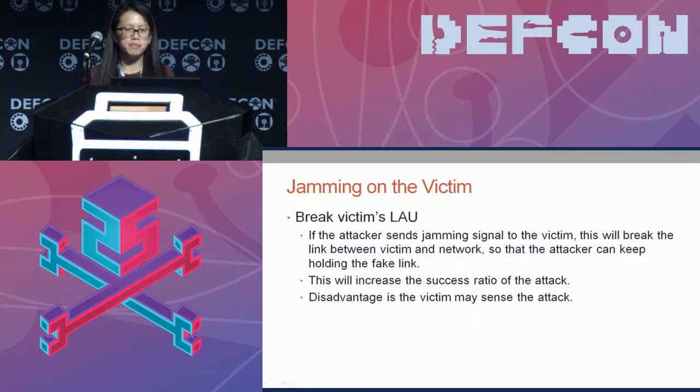Okay, does this mean the chipsets we marked with a star are all immune to this attack? No, for such a chipset issue, we can use jamming to prevent the victim cell phone from sending the LAU signal into the network. Then we could maintain this hijack link.